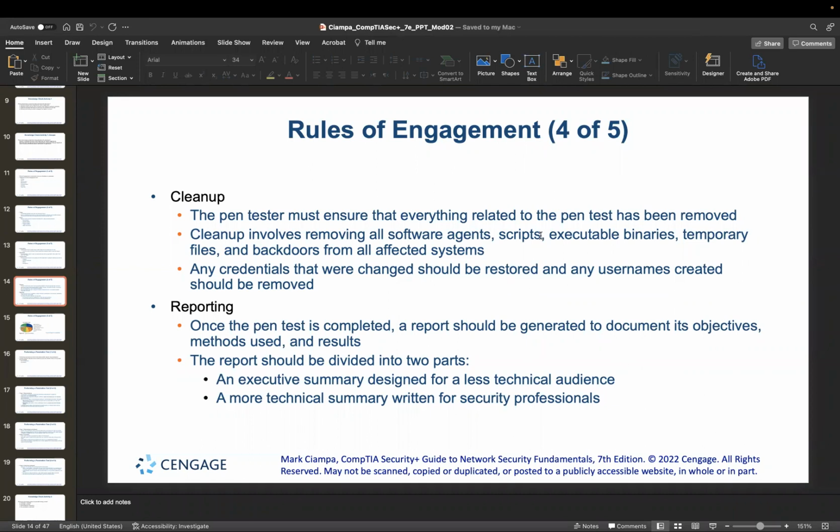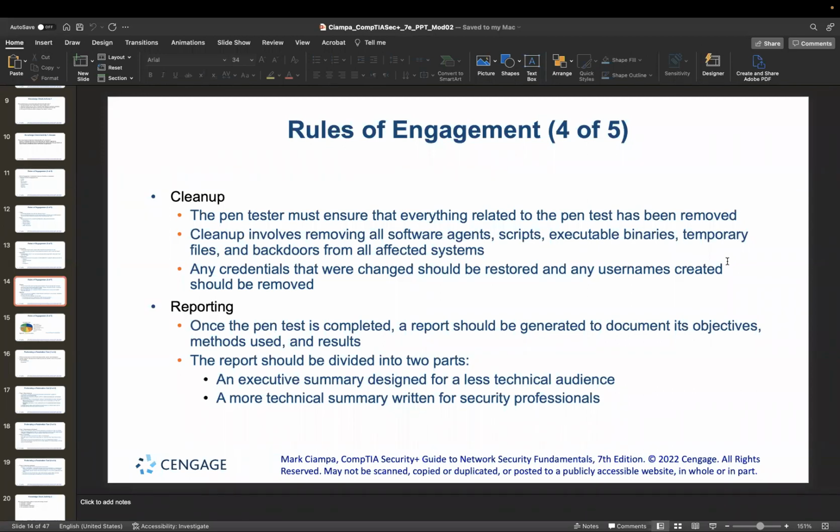If they copied any script or executable binary or temporary file into any kind of system, that should be removed. If during the pen test they dropped a backdoor or a Trojan or a malware to any of your computers to exploit even more, those should be cleaned up and removed. So in the planning or the agreement you have with the pen tester, these should be clearly defined, so you don't end up with a system that actually has a lot of issues associated with it.